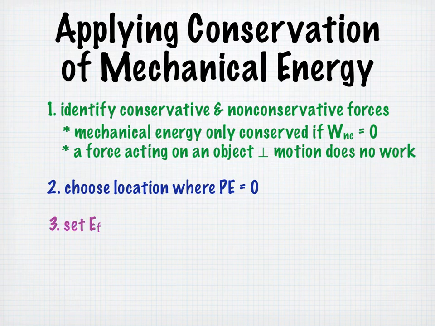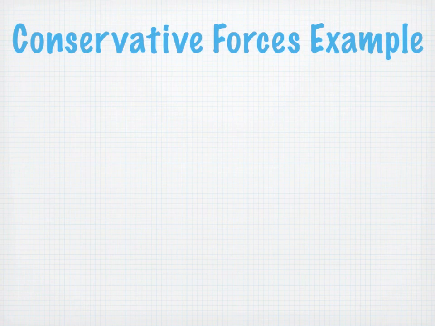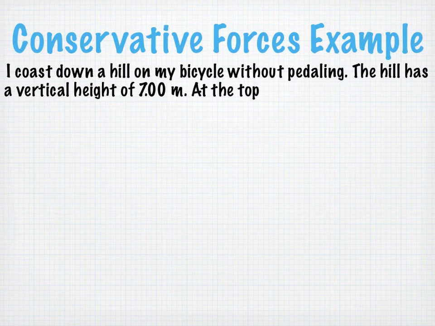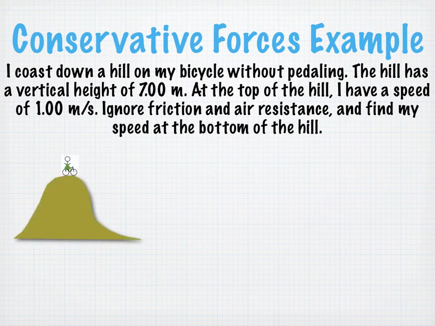Finally, set the final total mechanical energy of the object equal to its initial mechanical energy. Remember that the total mechanical energy is equal to the sum of the object's kinetic and potential energies. Let's look at an example problem. I coast down a hill on my bicycle without pedaling. The hill has a vertical height of 7 meters. At the top of the hill, I have a speed of 1 meter per second. Ignore friction and air resistance and find my speed at the bottom of the hill.